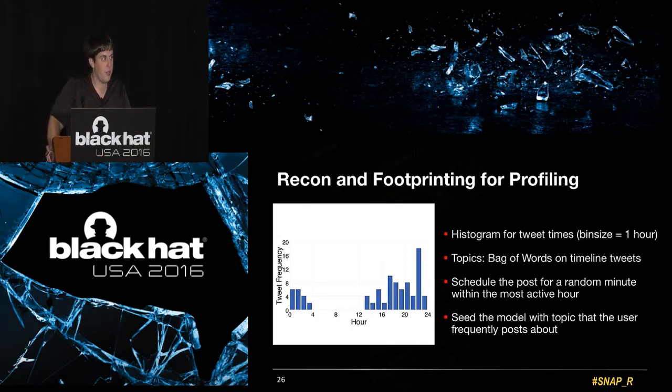So through Twitter's API, what we do is we grab all of their recent tweets and we generate a histogram of their tweet time frequencies, right? This is actually my own personal profile on the left. So apparently I like to post a lot at 11 p.m. Take that what you will. But we can schedule the post, and we do so by selecting a random minute within the most frequent hour that they actually post themselves.